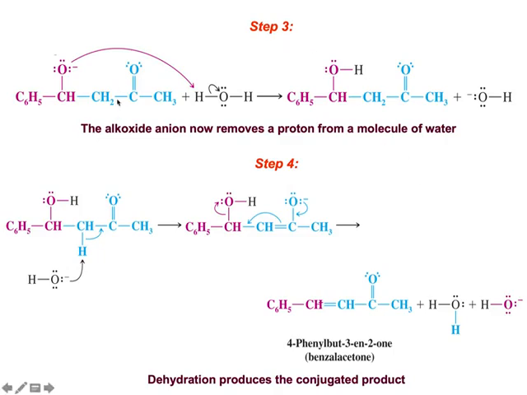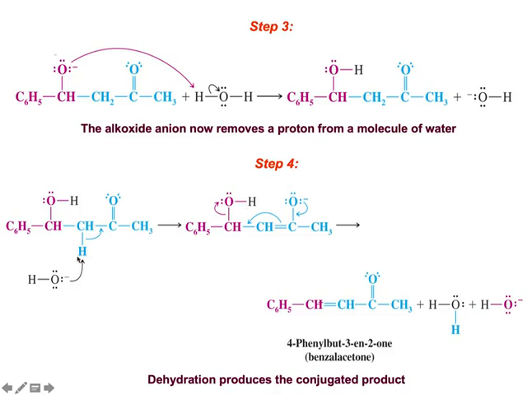So the alkoxide anion now has negative charge. It removes a proton from another molecule of water, which means it abstracts a proton to become the aldol product. Here you get the beta hydroxy ketone, and side product OH minus.